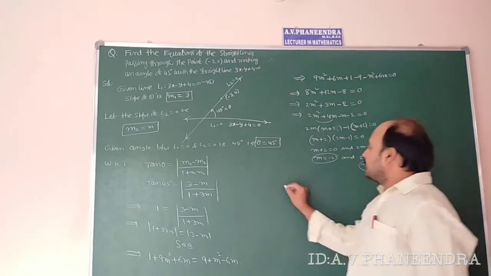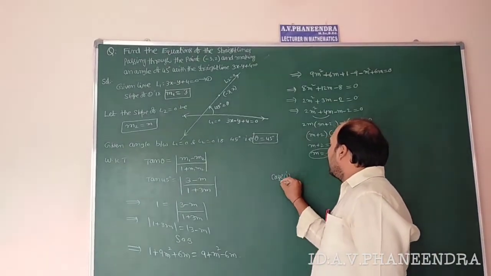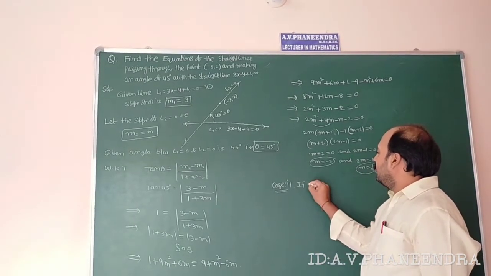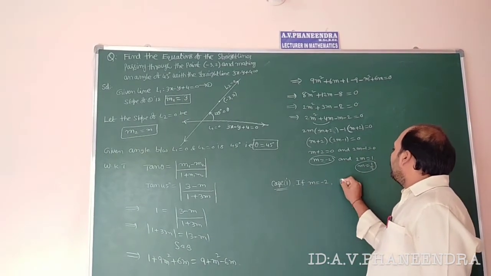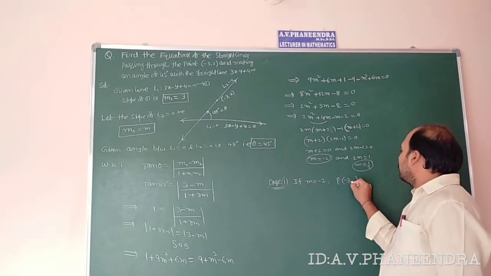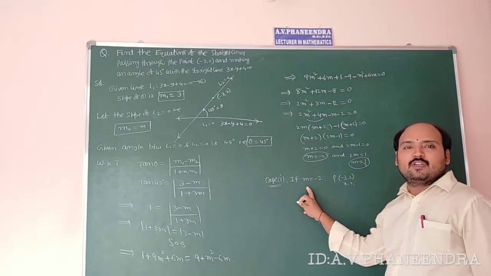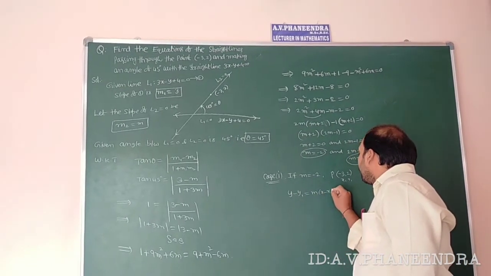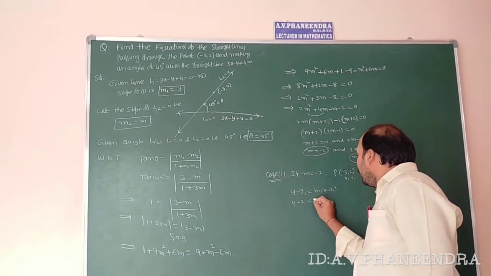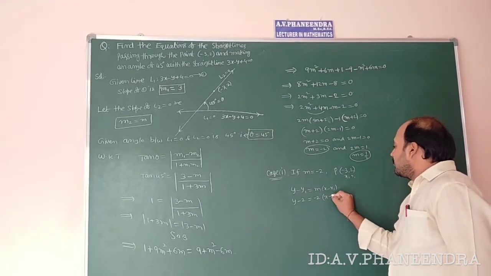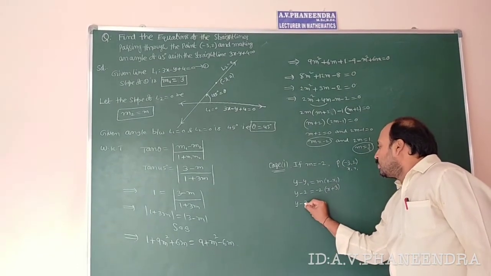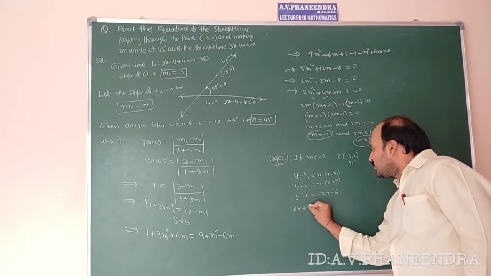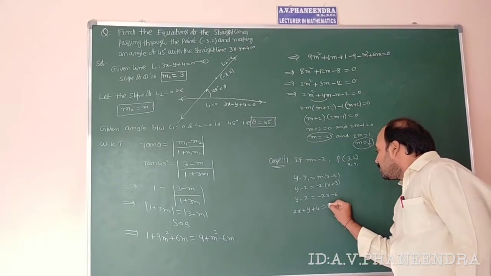After that, they are asking us to find the equation of the straight lines. So case 1: if m equal to minus 2 and point P is minus 3 comma 2, this is x1, y1, and m is minus 2. The required line is of the form y minus y1 equal to m into x minus x1. So y minus 2 equal to minus 2 into x minus of minus 3. So y minus 2 equal to minus 2x minus 6. Taking these values to this side, 2x plus y plus 4 equal to 0. This is one of the lines.